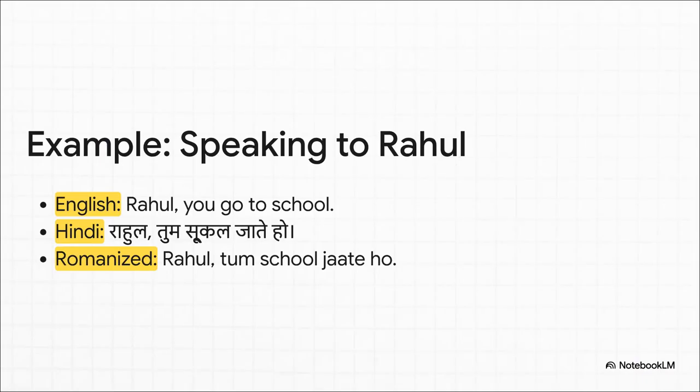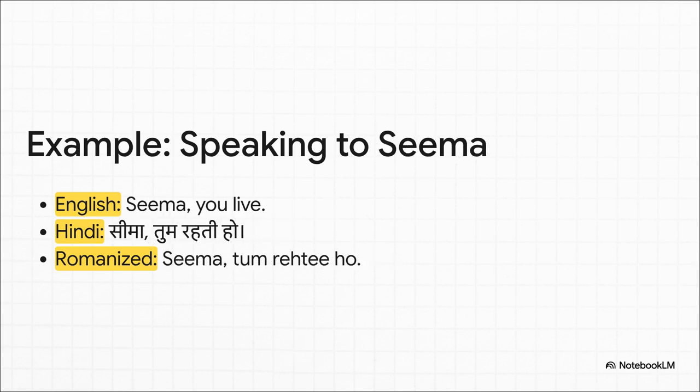Okay, here's our first example. We're talking to our friend Rahul, so we'll use the familiar tum. Since Rahul is a guy, the verb to go gets that te ho ending. So, Rahul, tum school jate ho. Makes sense, right? Now let's switch it up and talk to our friend Seema. We're still going to use tum because she's a peer, but since Seema is female, the verb to live, which is rehna, takes the feminine ending ti ho. So the sentence becomes, Seema, tum yahan rehti ho, which means, Seema, you live here.